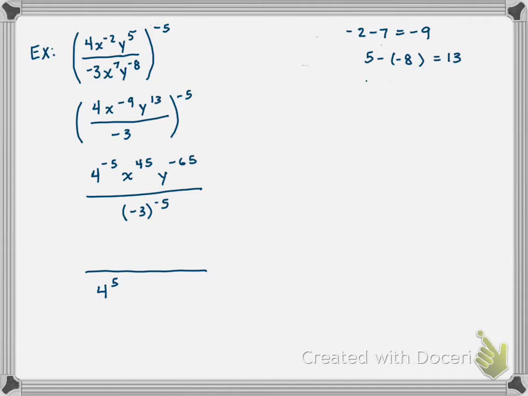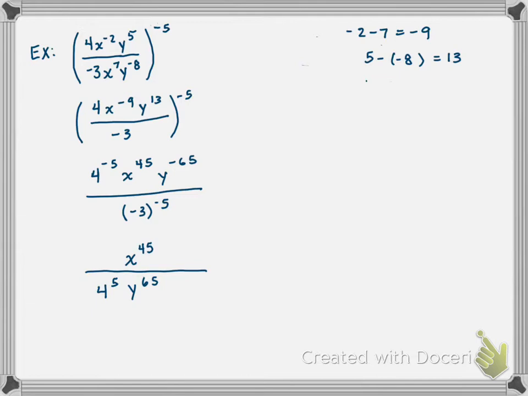X to the 45th has a positive exponent, so it's going to stay where it is. So x to the 45th. Y to the negative 65th has a negative exponent, so it has to move. So y to the positive 65th comes down here. And then now working on the bottom, we have negative 3 to the negative fifth. That's a negative exponent, so that pops it up to the top.